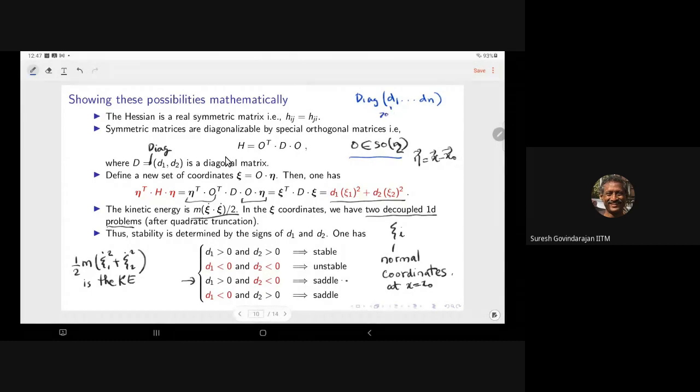They can be less than 0, they can be equal to 0. So you will have 3 power n possibilities. But for stability, D1, D2, D3, D4 up to Dn, all of them should be positive. That is something which you can say. So that is one extreme case that requires all of them to be positive.